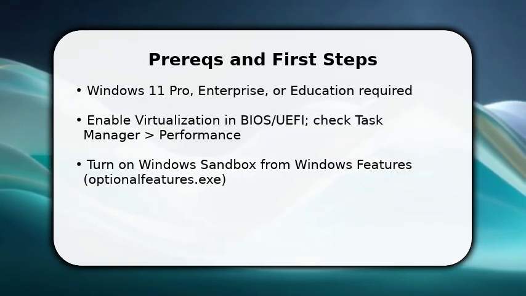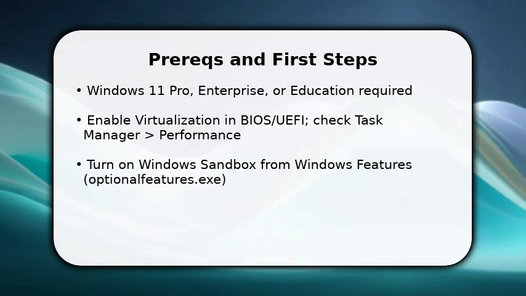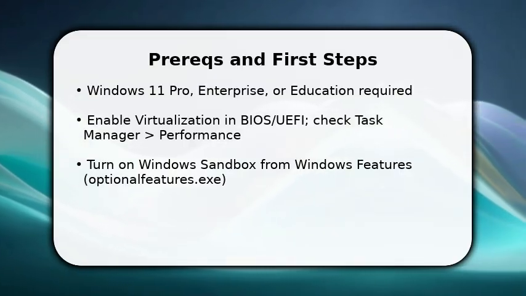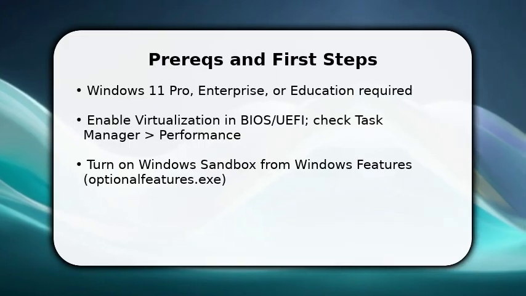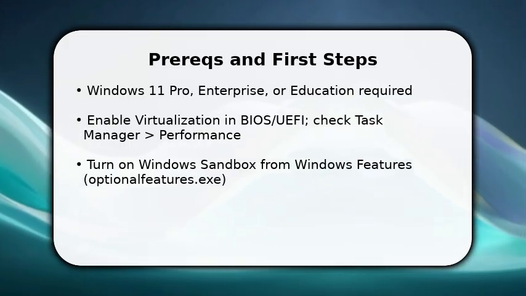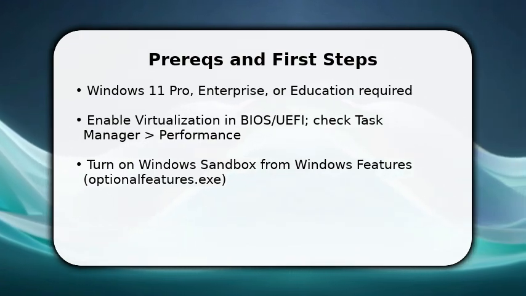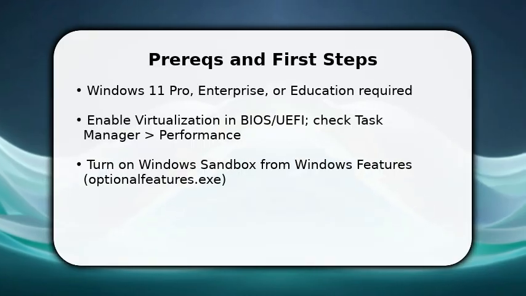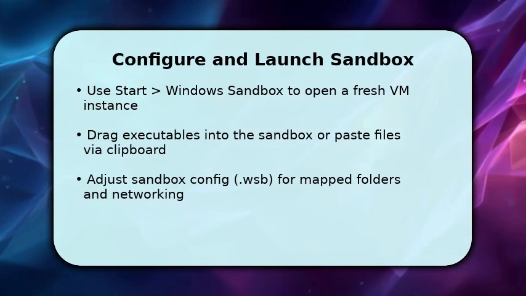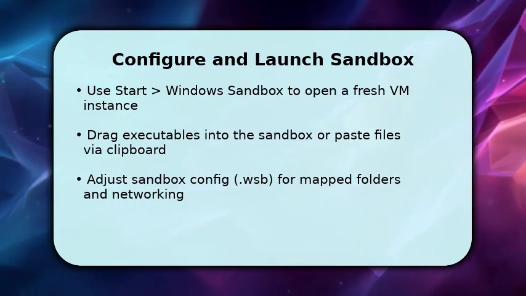In Windows Features, check Windows Sandbox and Windows Hypervisor Platform, then click OK. You'll see installation and a reboot prompt. Go ahead and restart. This ensures the Hypervisor and Sandbox feature are present before you continue to create isolated sessions safely. Once Windows has restarted, launch Windows Sandbox from the Start menu.